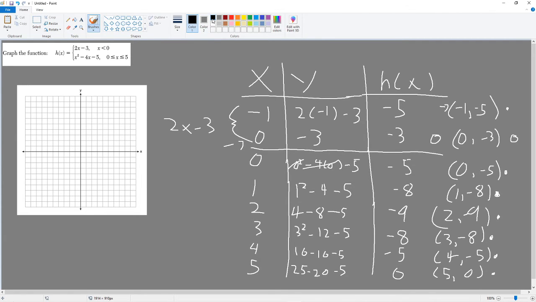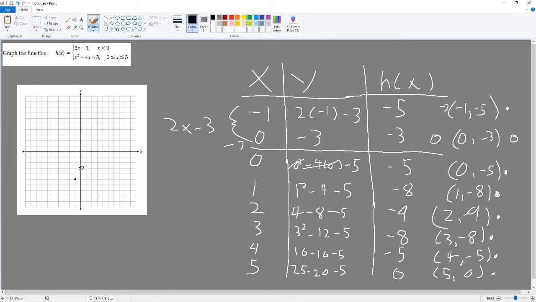Let's do a different color. Okay, so let's do the first one. -1, -5, -1, right? 1, 2, 3, 4, 5, -1, -5. And then we have 0, -3, right? So remember, this is going to be an open circle. 0, -3, 1, 2, 3.